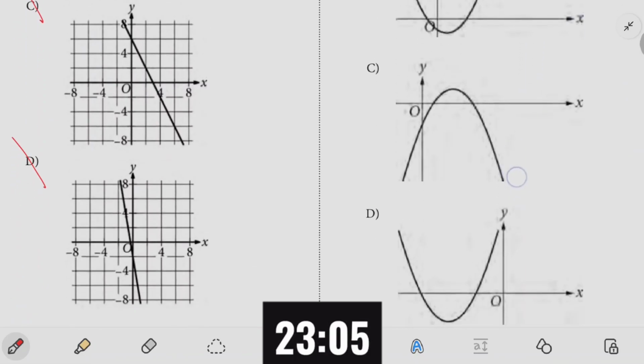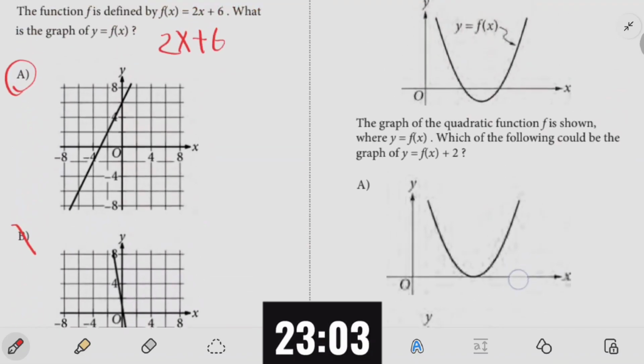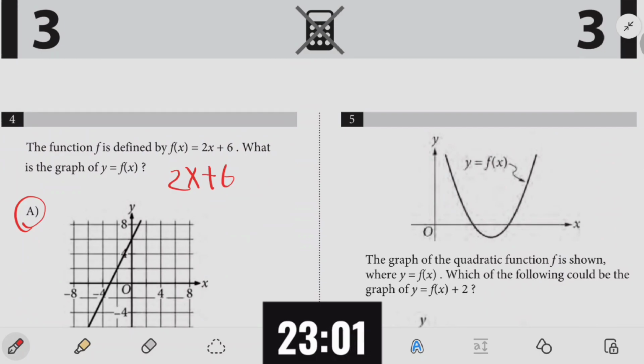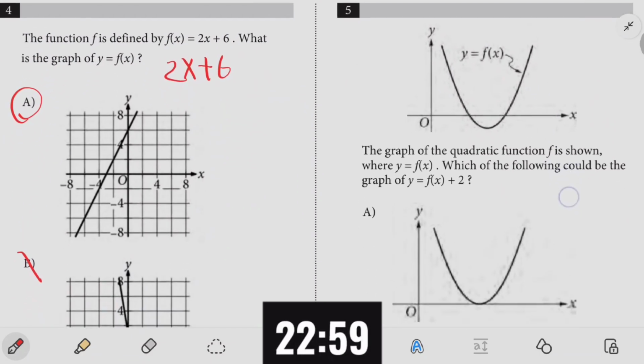Negative slope makes no sense. Oh, wait, this literally makes no sense. Why is this so easy? There's literally one obvious answer because there's only one positive slope.